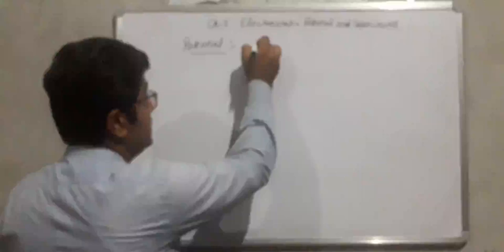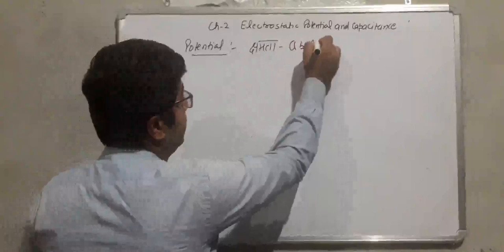So the question arises in mind: what is potential? If I give you the word to word meaning, the Hindi translation of potential is shamta, meaning the ability of a body to do some work. I think you are now familiar with work. In terms of physics, work means a body displays.